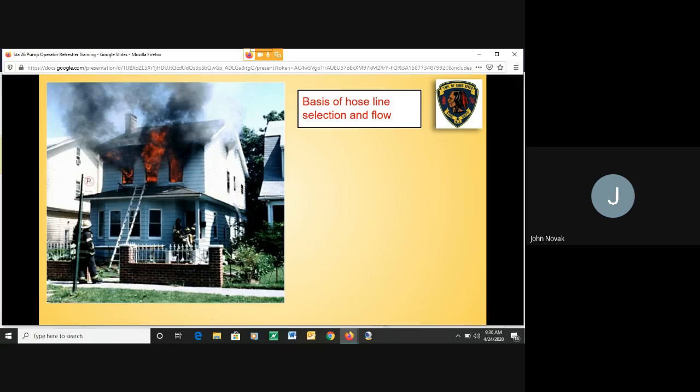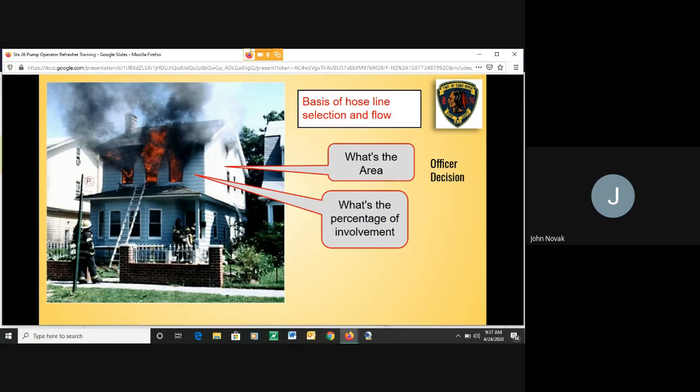So in this case, basics, hose line selection and flow. Here we have a 2-story residential. I like to use this slide because there's a lot of good things going on here. We've got a fire in the residential, second floor, front. So questions you need to ask. What's the area? Where's the fire at? First floor, second floor, front, rear. Who makes that decision? The officer has to make that decision, the incident commander, whoever's arriving first on scene. Then, what's the percentage of involvement?